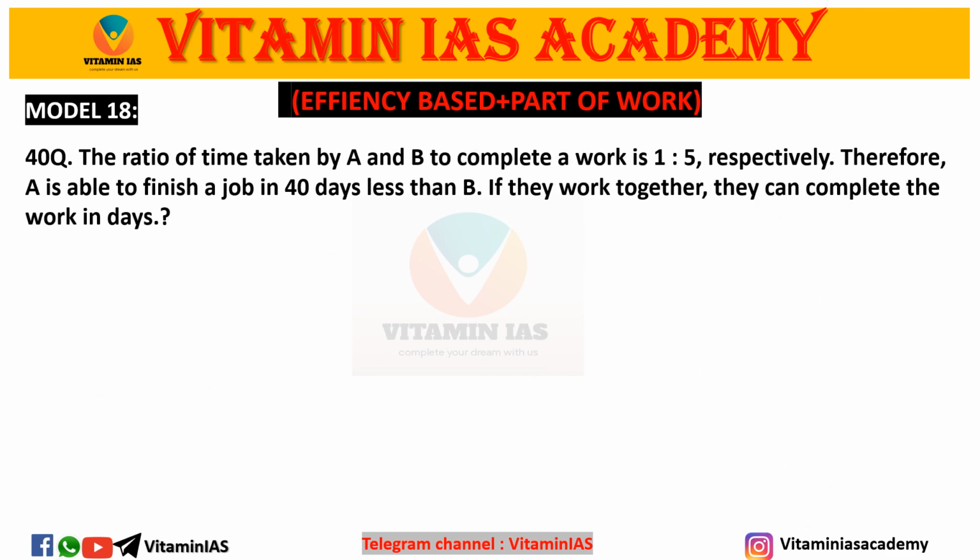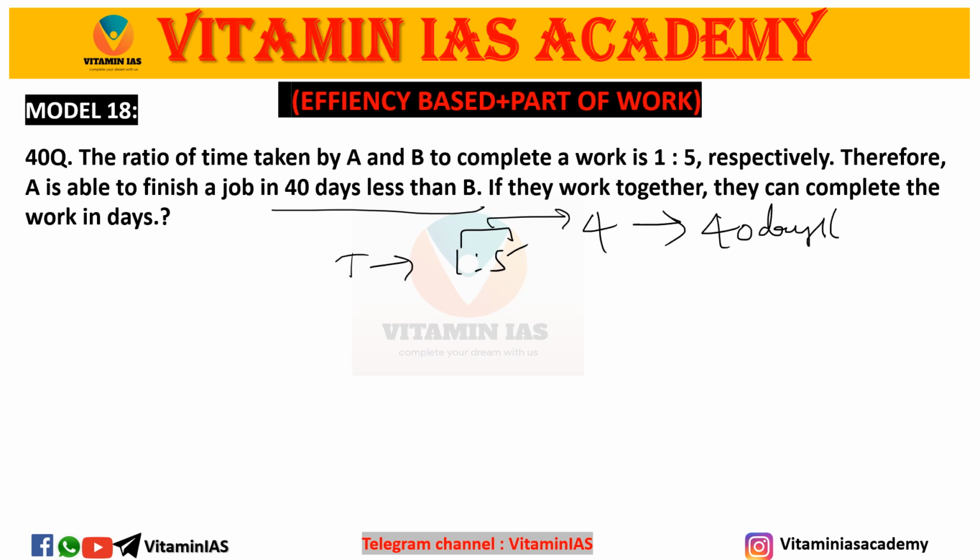Our next question. The ratio of time taken by A and B to complete a work is 1 is to 5 respectively. Therefore, A is able to finish the job 40 days earlier than B. 40 days less than B means, what is the difference here? 4. So 4 indicates 40, 1 indicates 10. Here 1 means 10, 5 means 50.